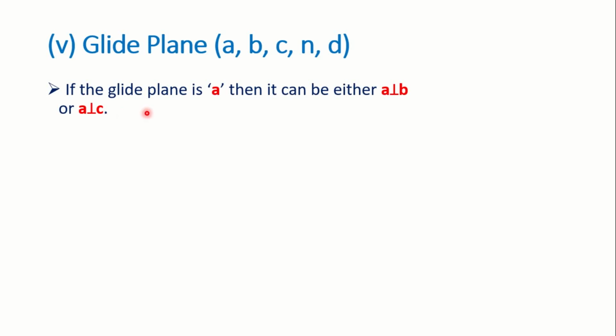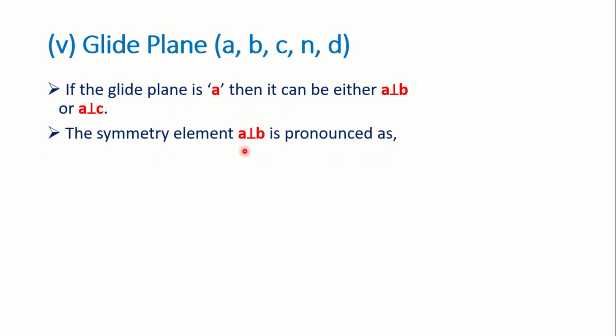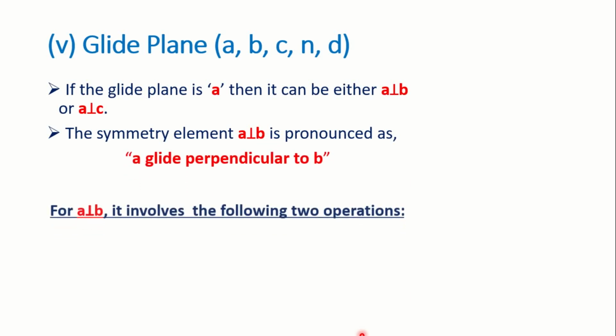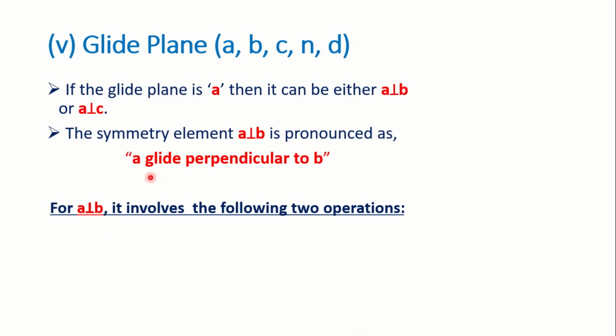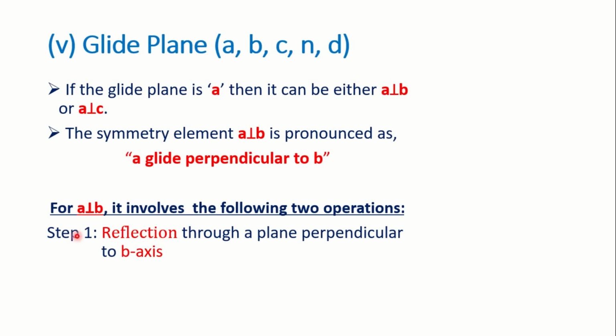Now I have said A perpendicular to B, but actually it is pronounced as A glide perpendicular to B. So take it into account that it is pronounced as A glide perpendicular to B. Okay, so for A glide perpendicular to B, it involves 2 operations. Number 1, first operation involves reflection through a plane perpendicular to B axis, and secondly translation along A axis by half unit.